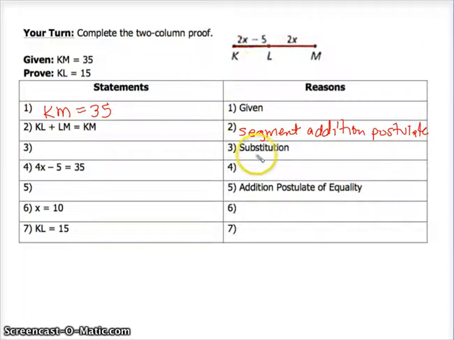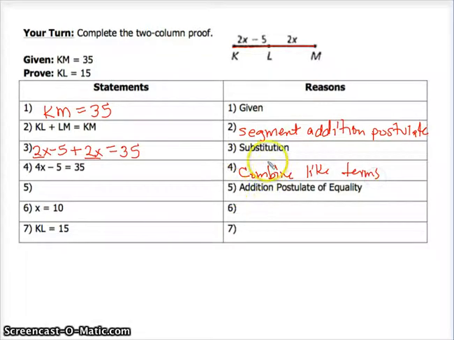Now it says I'm going to use substitution. So I'm going to take KL, which is 2x minus 5, and add it to LM, which is 2x, and say it's equal to KM, which is 35. I just substituted in the expressions for the lengths of the segments. Okay, now I'm beginning to solve. When I add my two x's together, that's just combining like terms. So I'm going to write combine like terms.